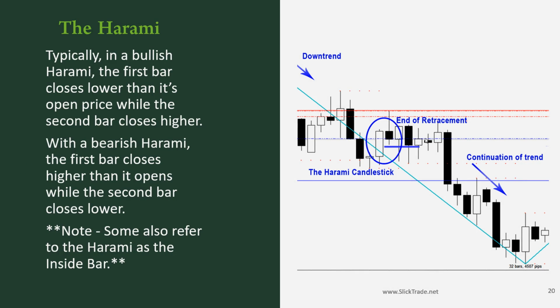Typically, in a bullish Harami, the first bar closes lower than its open price, while the second bar closes higher. With a bearish Harami, the first bar closes higher than it opens, while the second bar closes lower. And just a special note, some traders also refer to the Harami as the inside bar. So you may have heard this before.